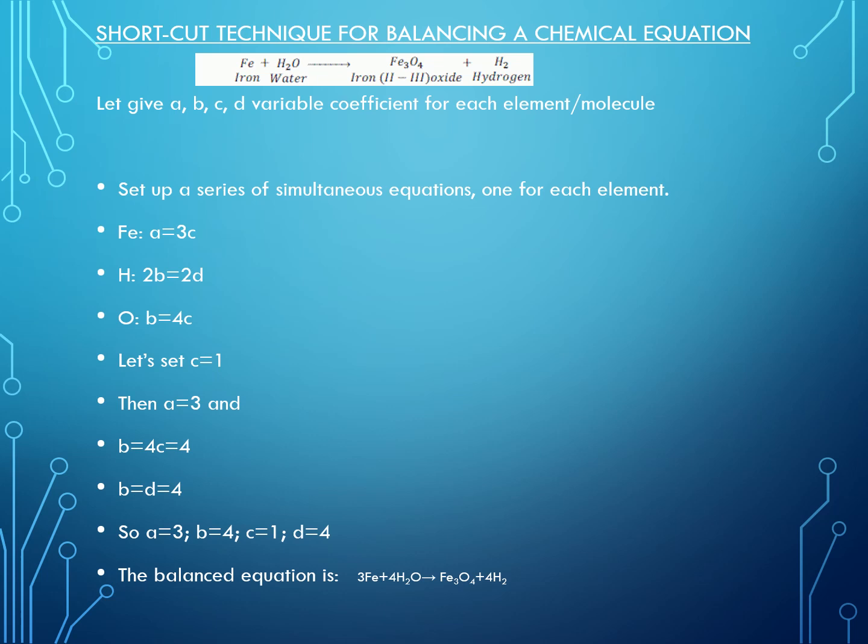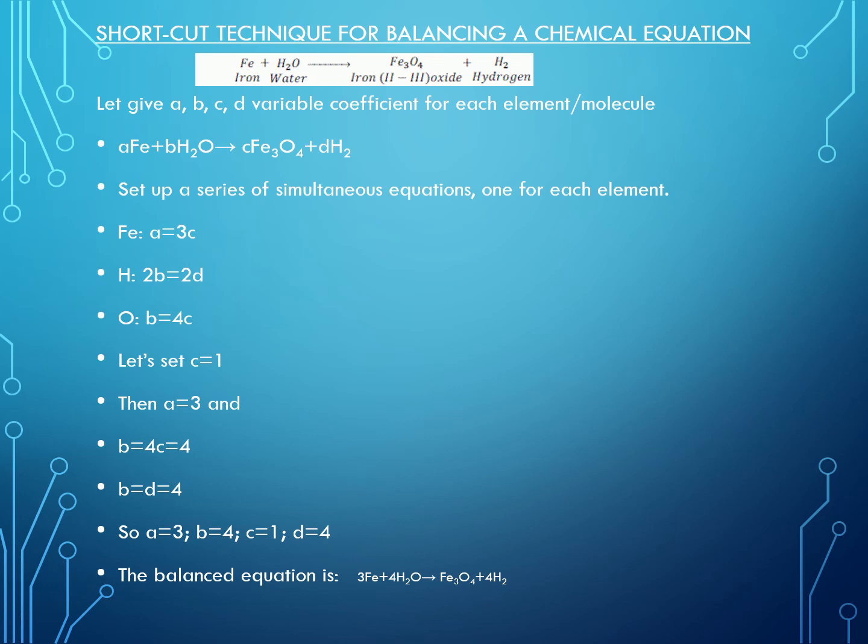Now we will balance the same equation by the shortcut technique. Let us give variables A, B, C, D as coefficients for each element or molecule. Here we have given A to iron, B to the H2O molecule, C to Fe3O4 and D to H2. Now we will balance each element. For iron, left hand side it will be A and right hand side it will be 3C. For hydrogen, left hand side it will be 2B and right hand side it will be 2D.